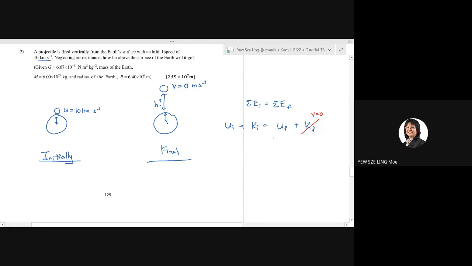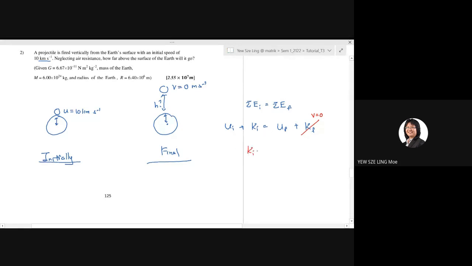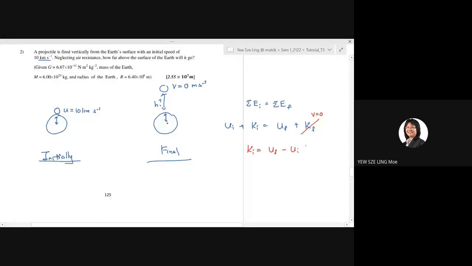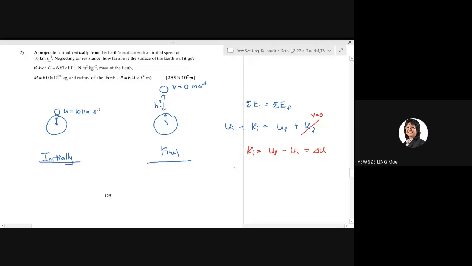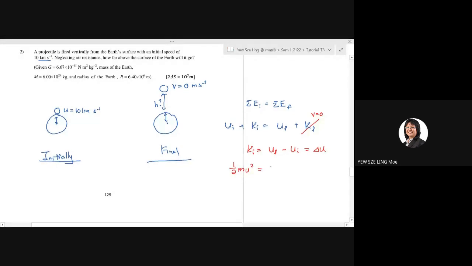And then we rearrange the equation. K initial is equal to U final minus U initial, which is our delta U. So for K initial, now what do we want? 1 over 2 m u squared equals to, negative.